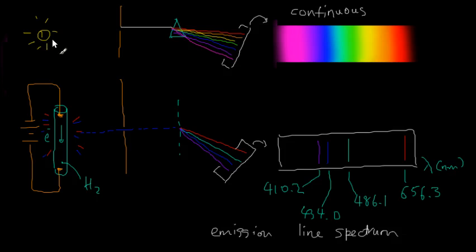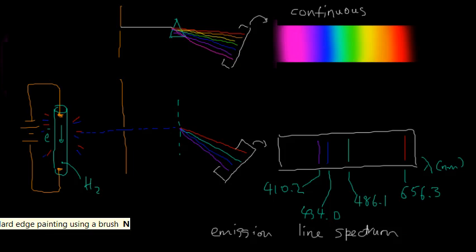Now let's go back to the sun and this continuous spectrum. What I'm going to do now is put this hydrogen discharge tube in between the sun and the hole. Let me draw this. Right, this is what I'm going to do.